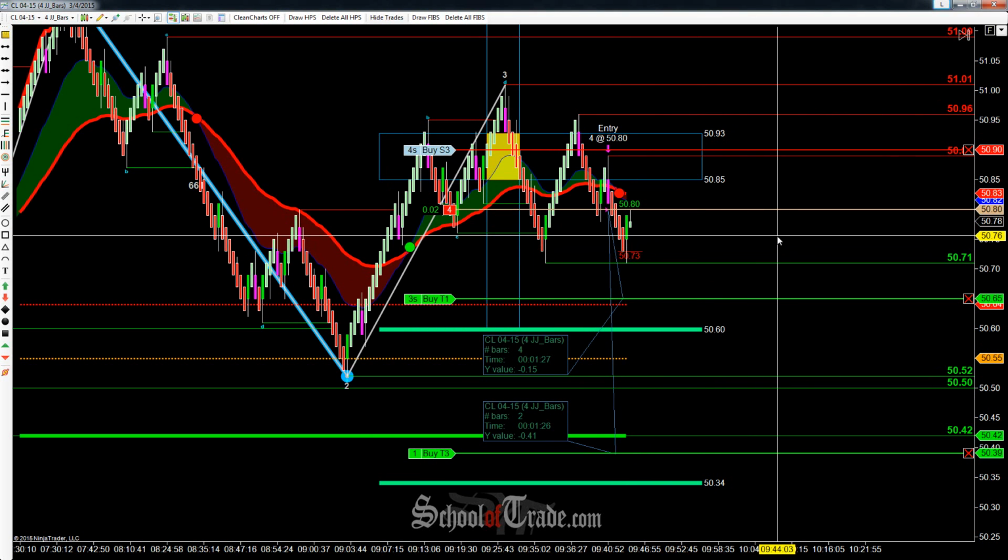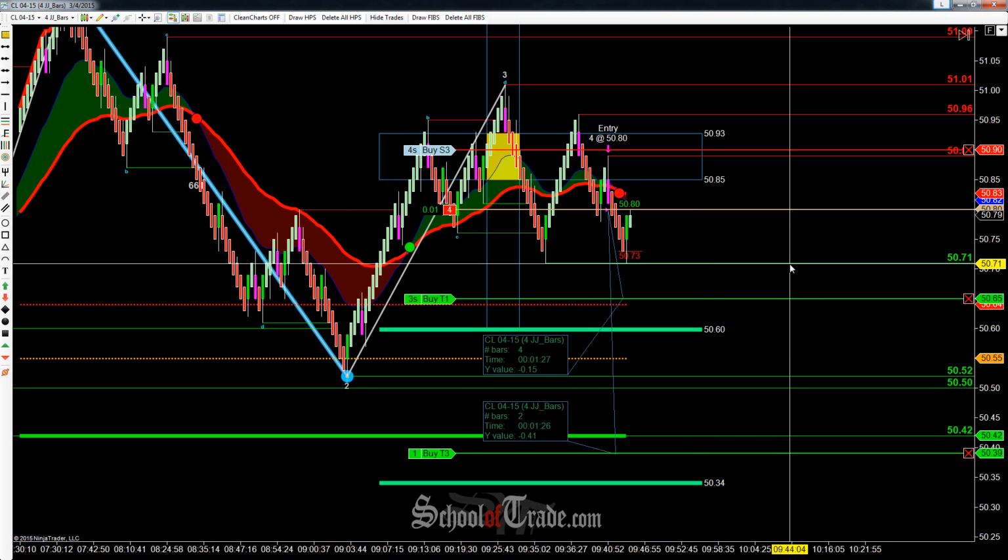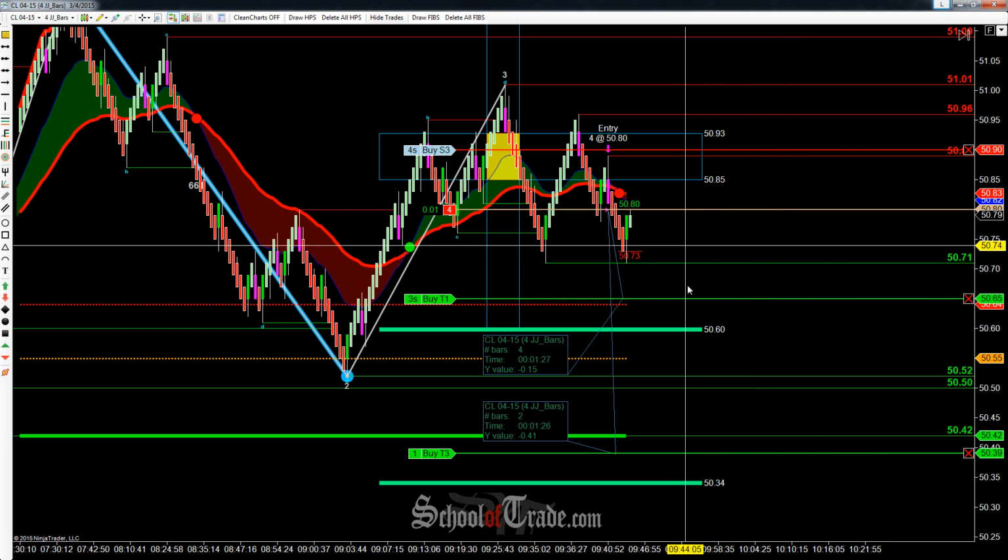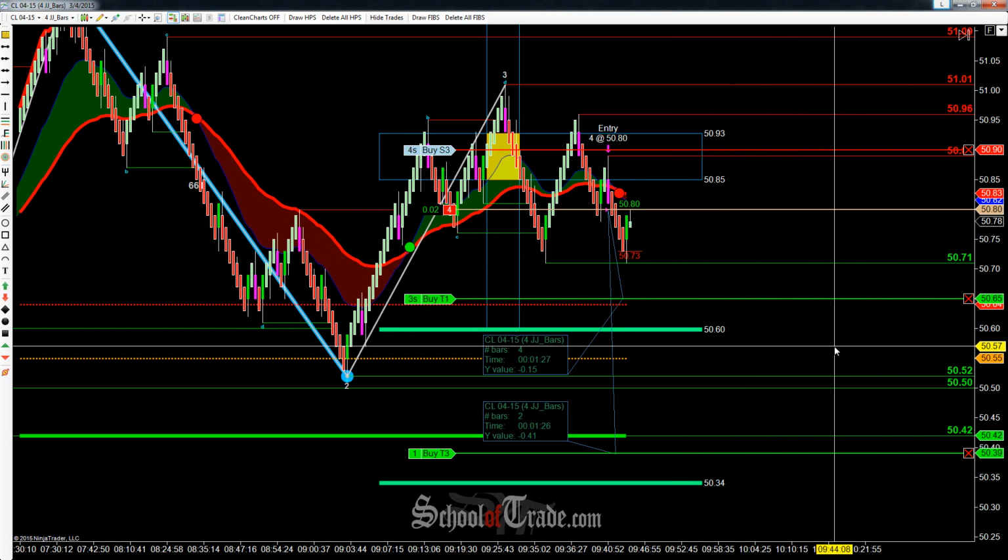So stops where it needs to be at 90, first target at 65, second at 39. Once we get the first target filled, stop will go to break even, and then we'll just sit on our hands and wait for price to continue.